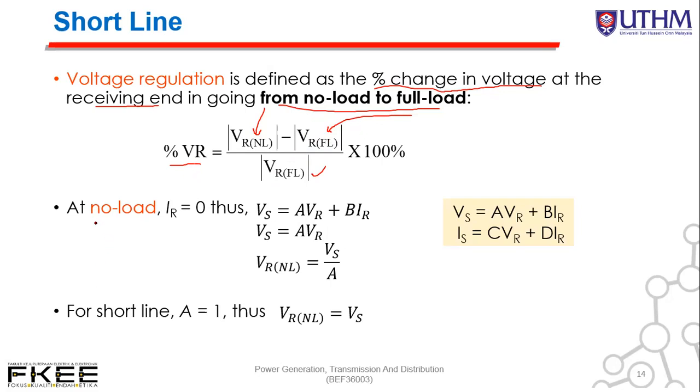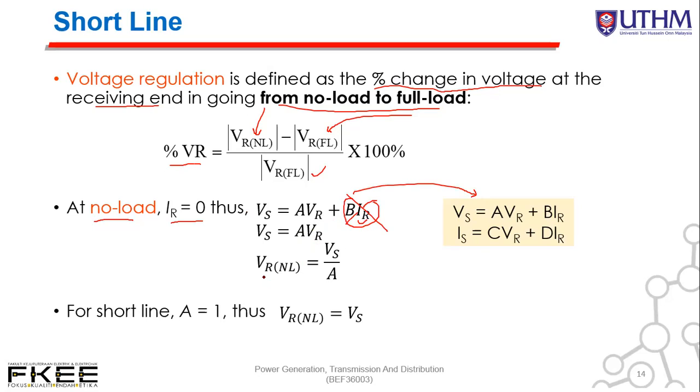At no load, for the case of short line, IR is equal to 0. There is no load, so there is no current. So from the equation Vs equal to AVR plus BIR, the two-port network ABCD model, when IR is equal to 0, this part will be cancelled. The remaining equation will be Vs equal to AVR.